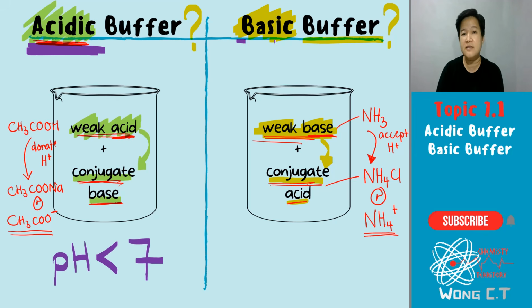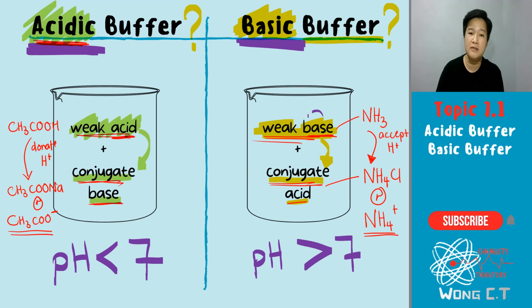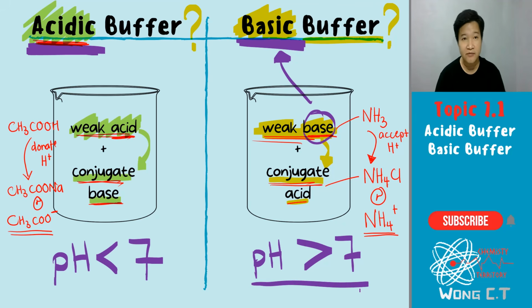And since it's a basic buffer, what do you think the pH value of this buffer solution is? The pH value of this buffer solution will be more than 7. Due to the presence of your weak base, that is the reason why it's a basic buffer. That's why it must be pH more than 7. So these are the two types of buffer that we can have: your acidic buffer and your basic buffer.